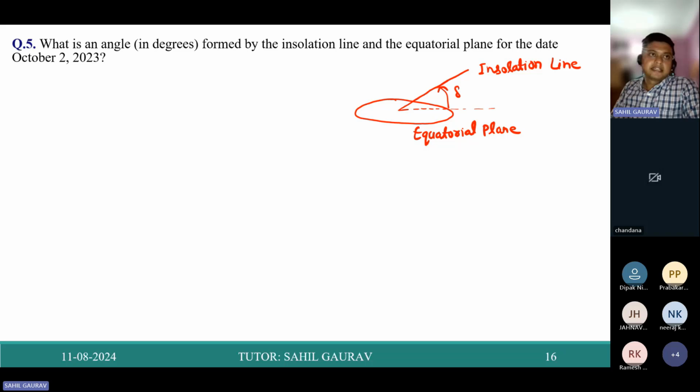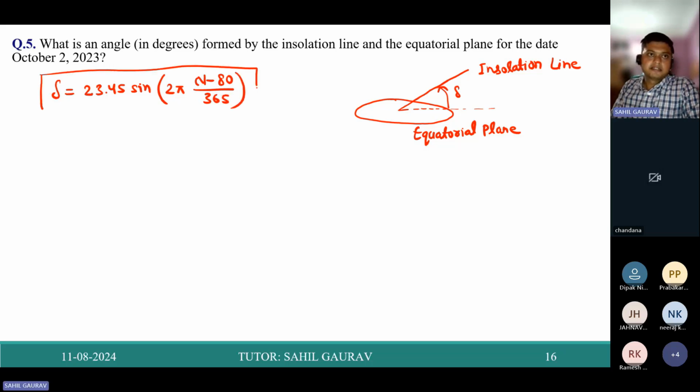We know this declination angle expression. So this is a numerical type problem. You have to type an answer in the box. So the declination angle is given by 23.45 sin(2π(n − 80)/365). So this is the declination angle expression.